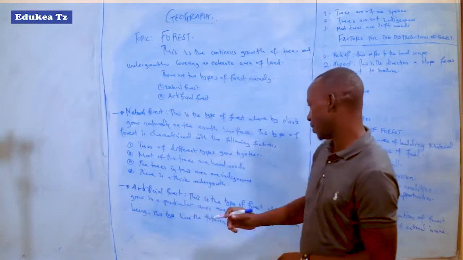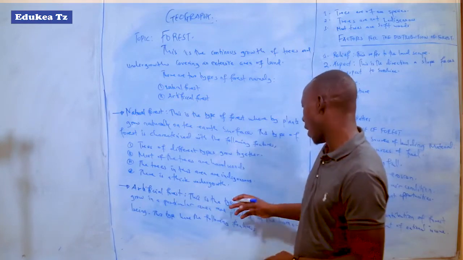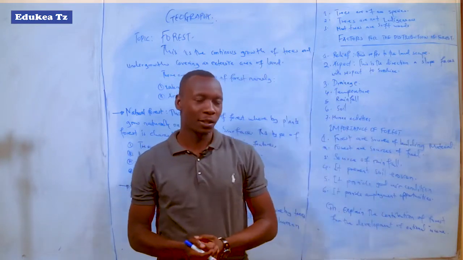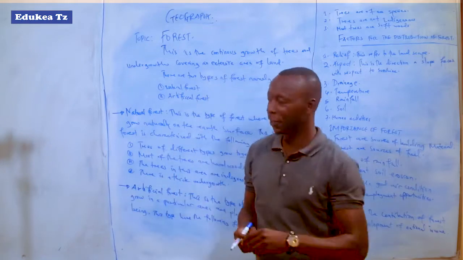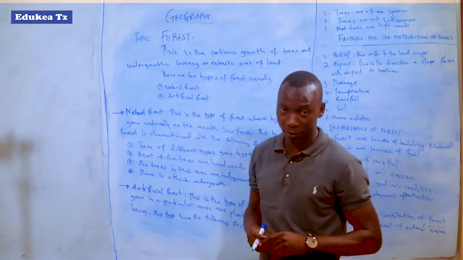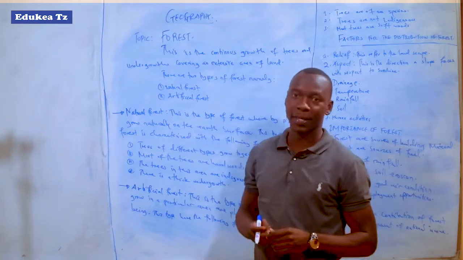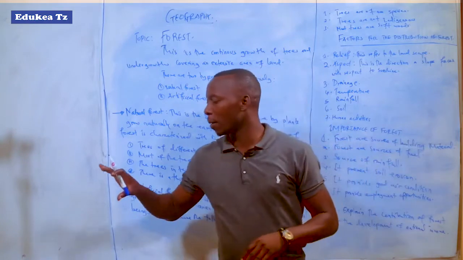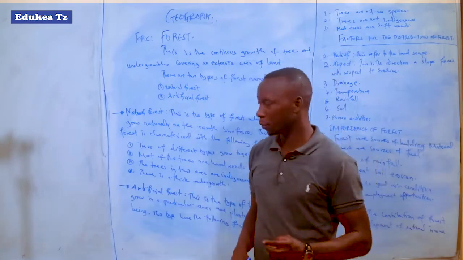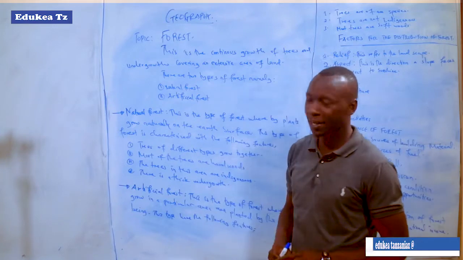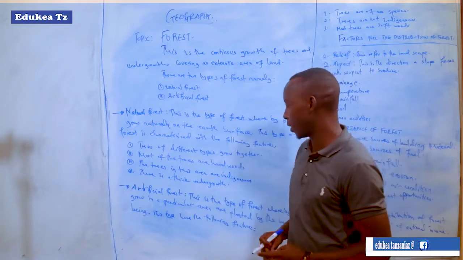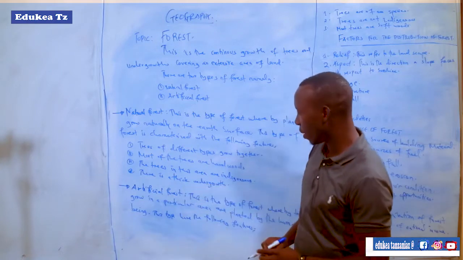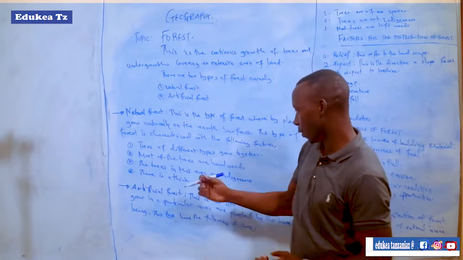Another feature is that the trees in this area are indigenous. This means they originated in a particular area where those kinds of trees grow, and were not planted by a certain person or moved from one area to another. They grow naturally, and that is why we say they are indigenous to that particular area. My dear students, this is all about the features of natural forest.